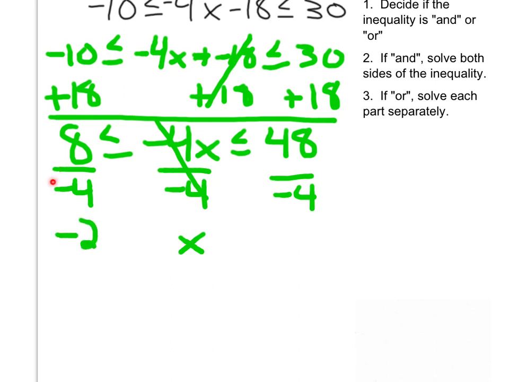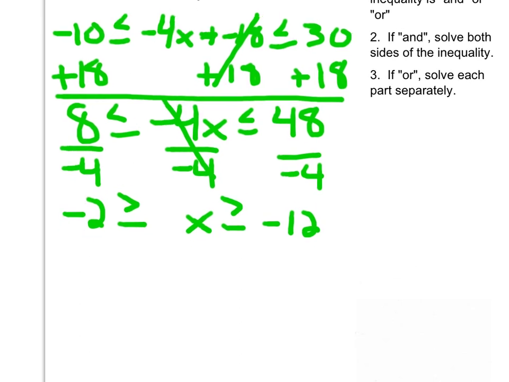Now notice, I divided by a negative right here. So remember what happens to the sign when I divide by a negative? I have to flip this around. Okay? Then over here, I'm taking 48 divided by negative 4. That's negative 12. And again, I divided by a negative, so I have to flip the sign. Okay? So there's my solve part. Now I've got negative 2 is greater than or equal to x, which is greater than or equal to negative 12. Now I need to graph it.